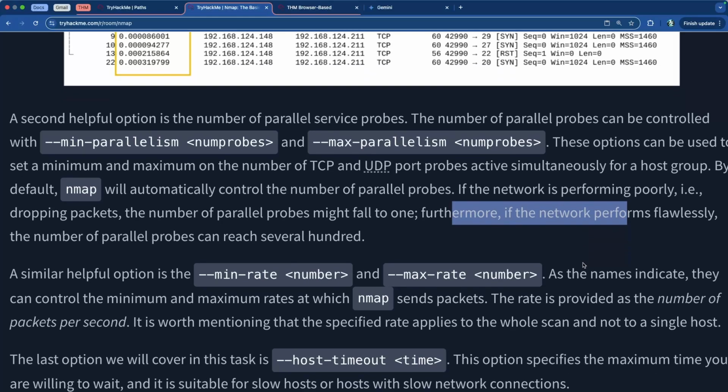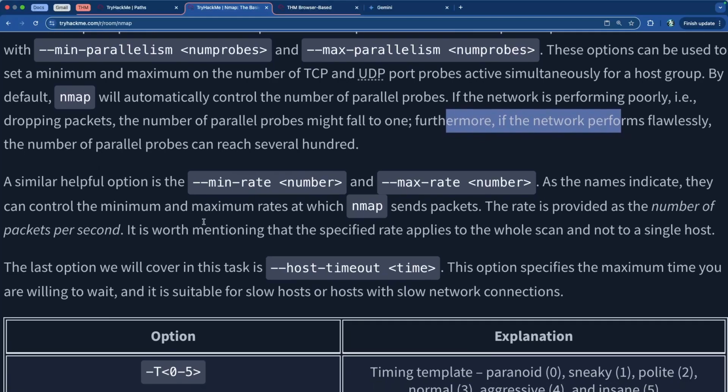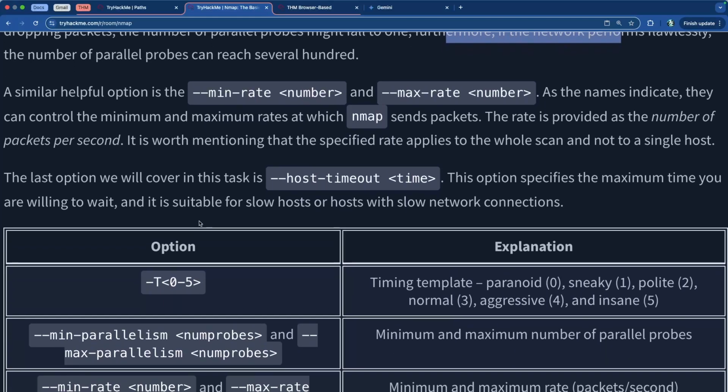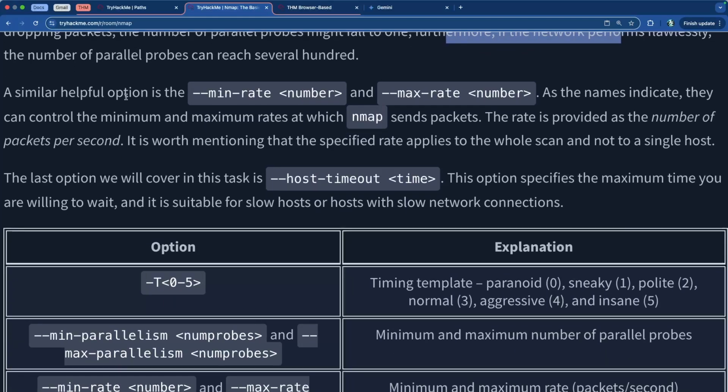For example, less than a second to scan 100 ports, right? But if it's not responding, if the packets are being dropped, then it's just going to use one probe because it wants to make sure that it actually gets everything and the network isn't being responsive, and so on and so forth. Another option would be the min rate or max rate.